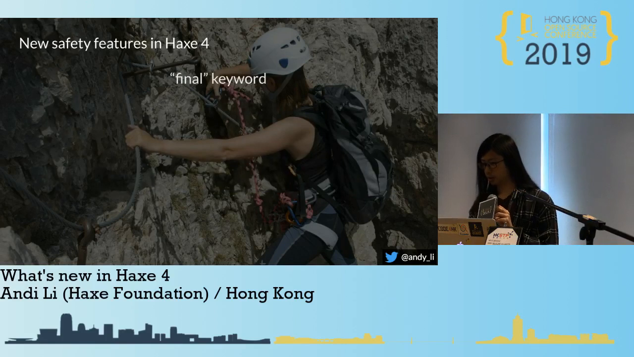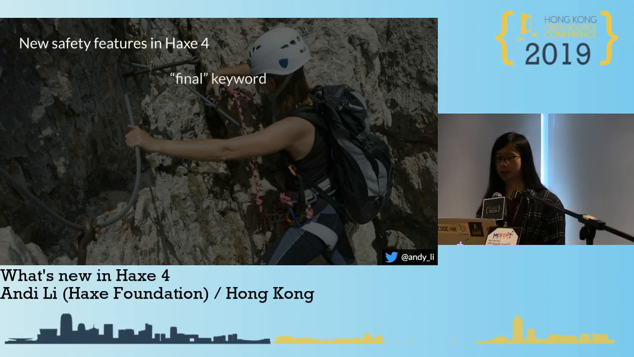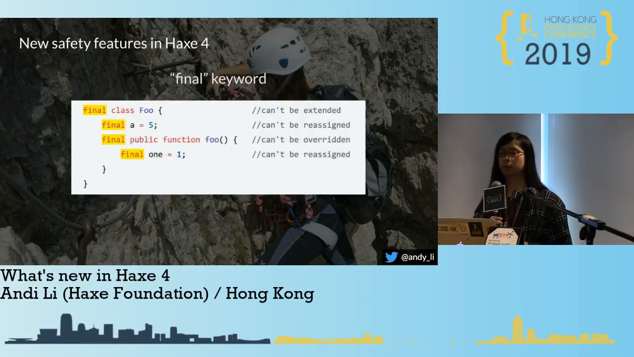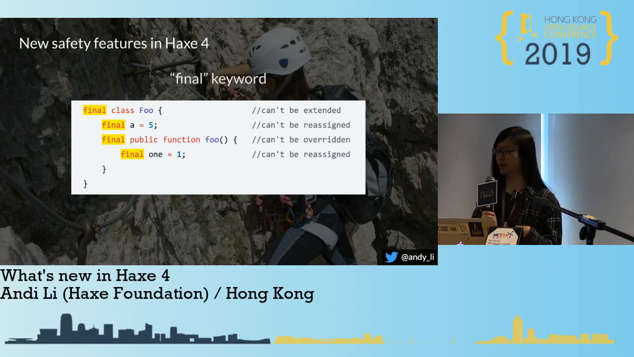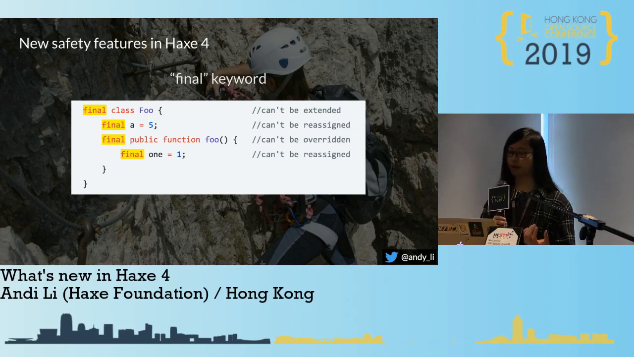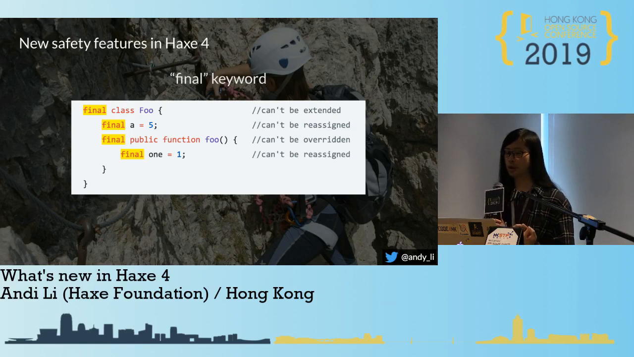The other one, we have introduced a proper final keyword for Haxe. Basically, it's kind of similar to Java. The final keyword can be attached to a class. When it's attached to a class, then the class cannot be extended. And then if you put it in front of a class variable, then it means that the variable cannot be reassigned to some other values.